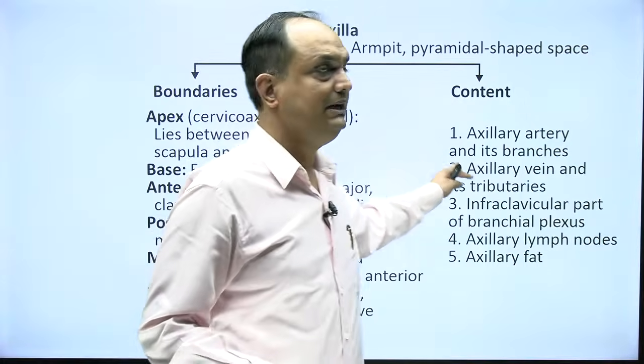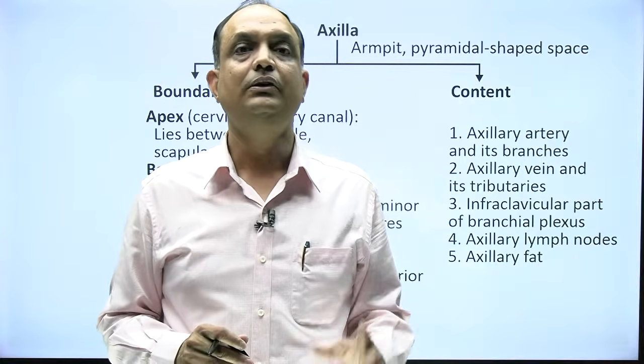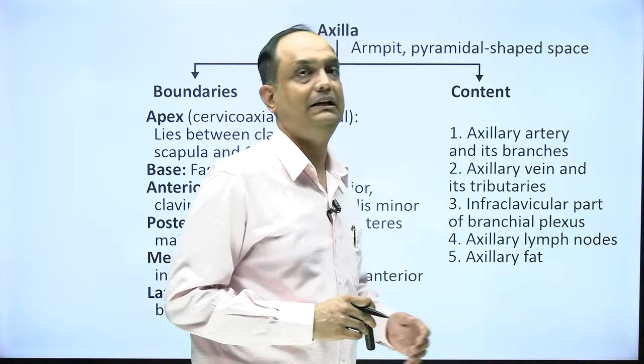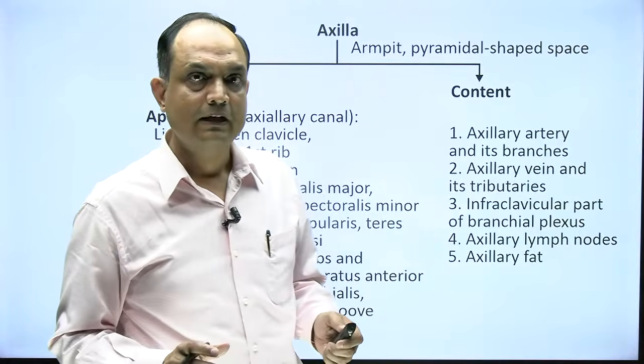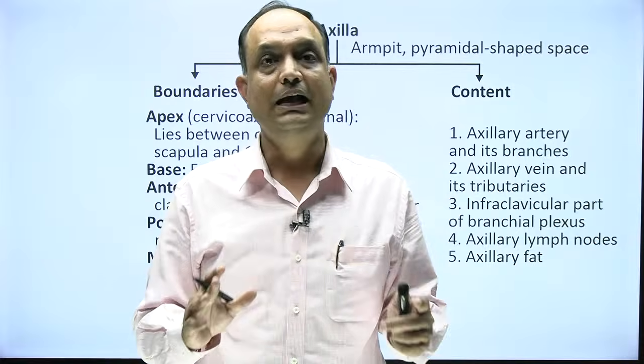And what are the contents? In the contents you will find the axillary artery, you will find the vein, you will find the infraclavicular part of the brachial plexus and axillary lymph nodes. Clear? So this is what is about the boundaries and introduction of the axilla.